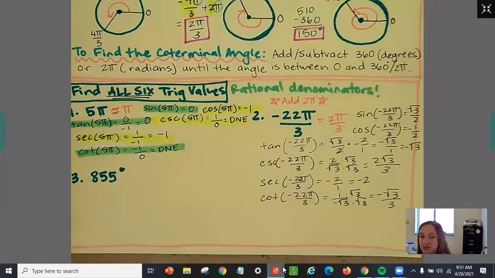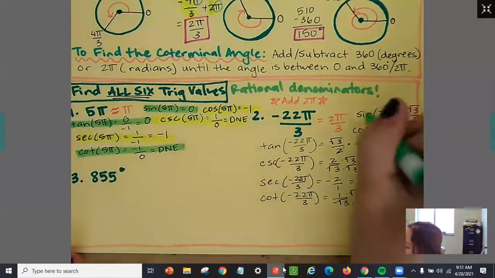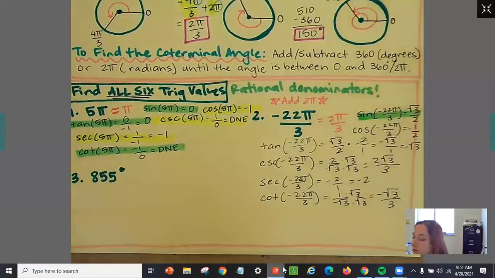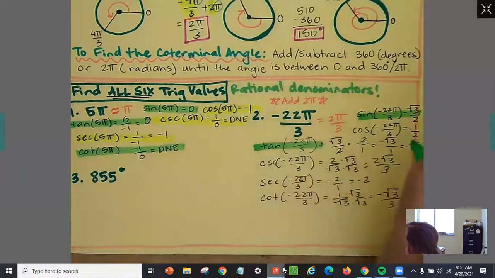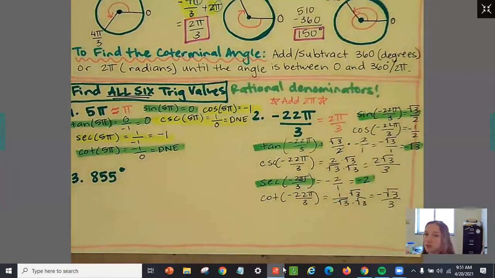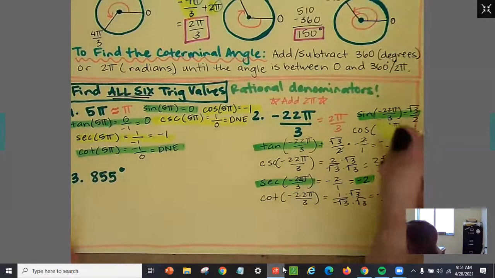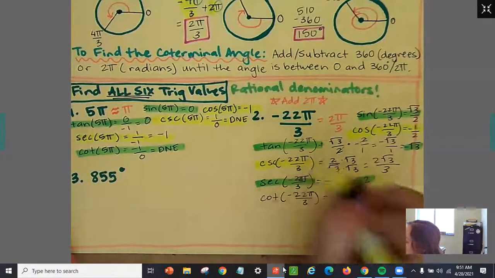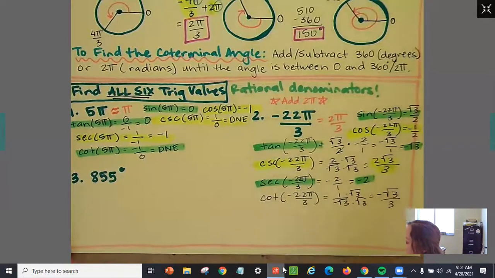Okay, let's do some highlighting. So this is just easier to see. Sine was root 3 over 2. Tangent was negative root 3. Secant was negative 2. And then we had our cosine was negative 1/2. Cosecant was 2 root 3 over 3. And then our cotangent is negative root 3 over 3.